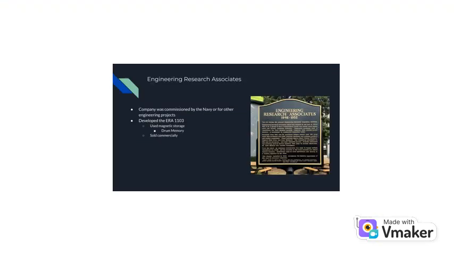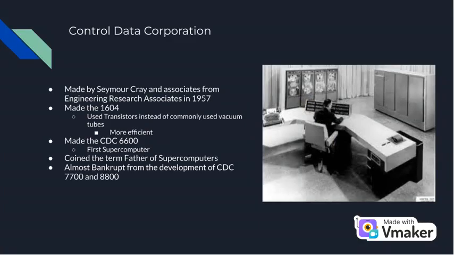After graduating, he got a job at the Engineering Research Associates. This company was commissioned by the Navy to make a computer that could store data. And that's when Seymour Cray developed his first computer, the ERA 1103, which used magnetic drum memory. This computer was sold commercially to companies like airlines. After he made his first computer, he and a few others from the same company decided to leave and make their own company called Control Data Corporation in 1957.